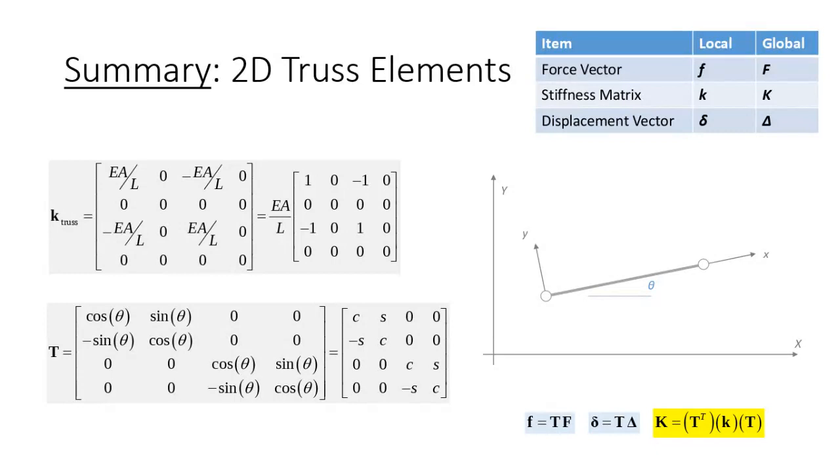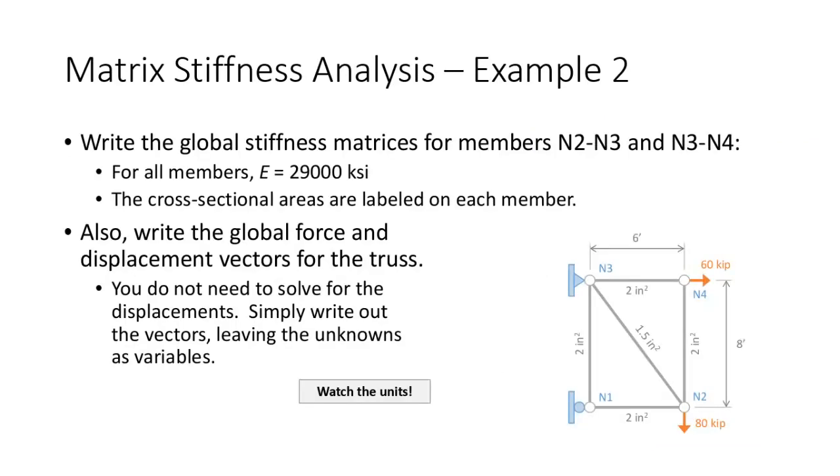Don't worry, I'm not going to make you do a full-blown truss problem. I just want to see if you can do the stiffness matrix. So I want to write a global stiffness matrix for a couple of these members. We'll say each of the members is 29,000 ksi. The cross-sectional areas are shown. Keep in mind, we've done this problem before. I also tried to number them the way that RISA would number them, so it would do N1, N2, N3, N4, so that you could see what's going on here. I'll walk you through this. It's really simple.